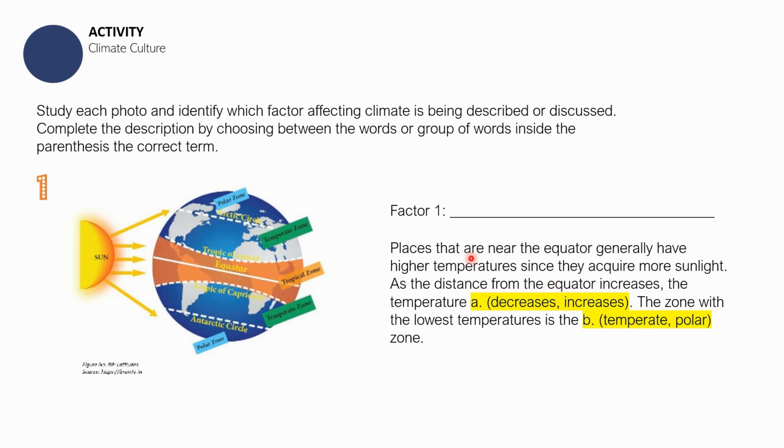Okay, so first is factor number 1. Now, it has the following photo: polar zone, temperate zone, tropical zone. Tas equator, the tropics of Cancer and Capricorn, the Arctic Circle, and the Antarctic Circle. So this statement goes like, and the sun is right here. So places that are near the equator generally have higher temperatures since they acquire more sunlight. As the distance from the equator increases, the temperature decreases, increases. Pili ka na isa dyan. Okay, so the zone with the lowest temperatures is the temperate or polar zone. Okay, sige, I'll give you more time to answer this, to complete the descriptions for this slide. Okay? Go ahead.